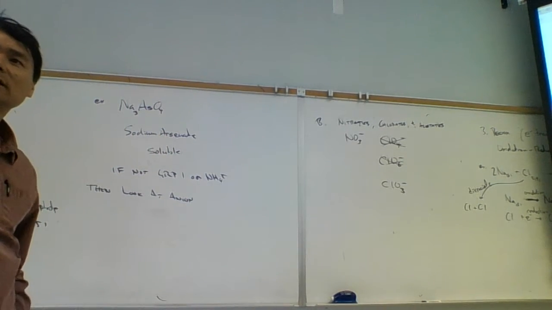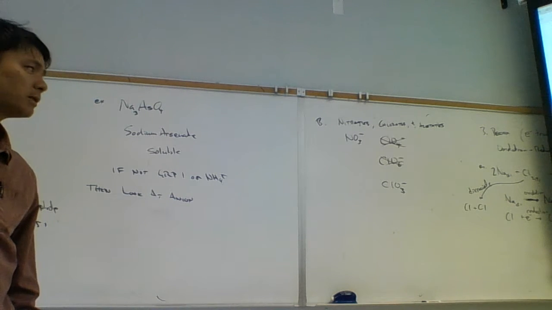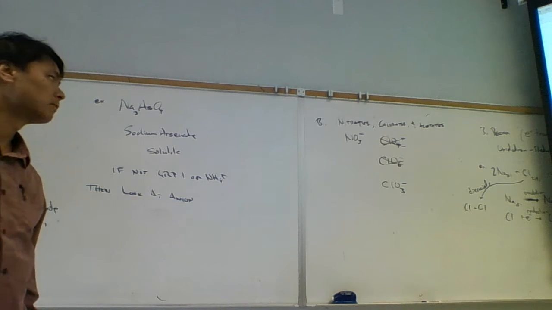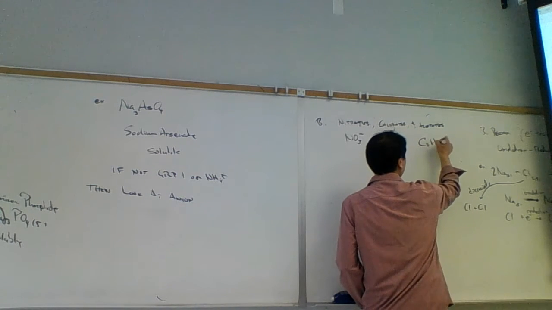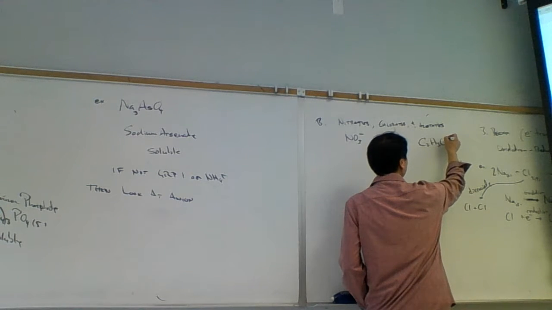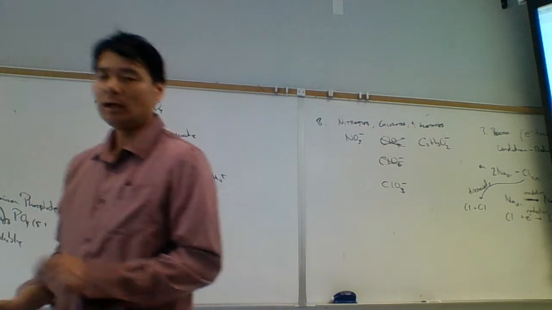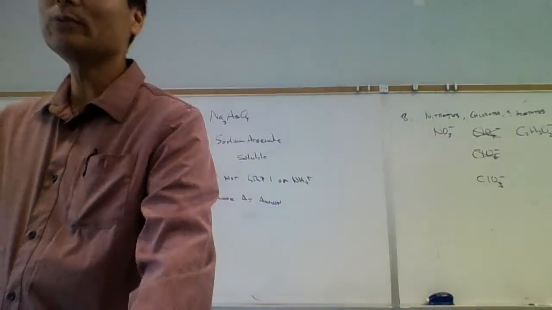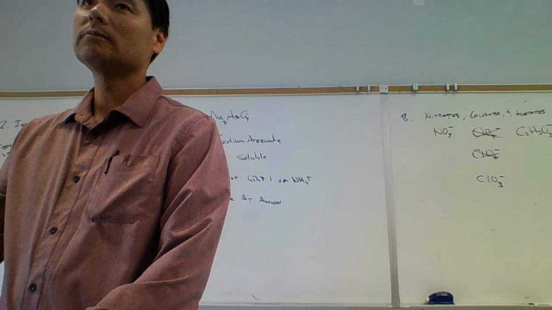Acetate, you have to do straight memorization. What's the formula for acetate? C2H3O2, charge negative. 232. Actually, that's how I memorized the acetate. 232, 232 minus, 232 minus.